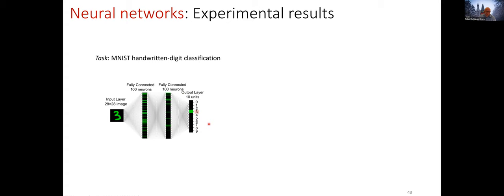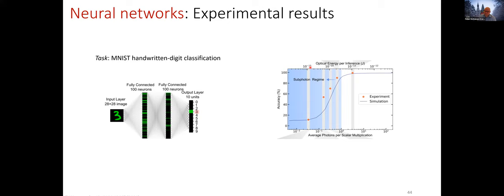And something I should mention here is that optically, what's happening is we're performing the matrix vector multiplications, and then we're applying nonlinearity at each layer using a laptop. So the nonlinearity happens electronically, outside of the optics. And the key result we have is plotting the accuracy of classifying handwritten digits as a function of how many photons we use per scalar multiplication.